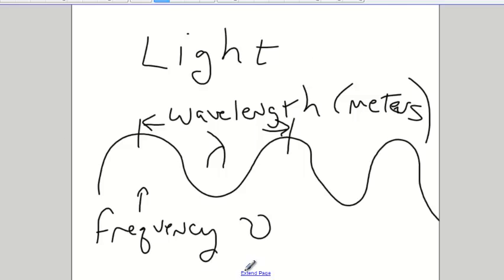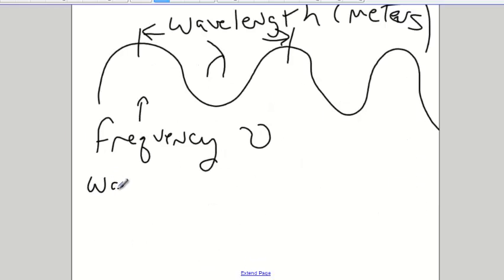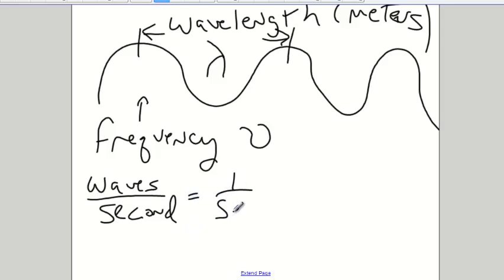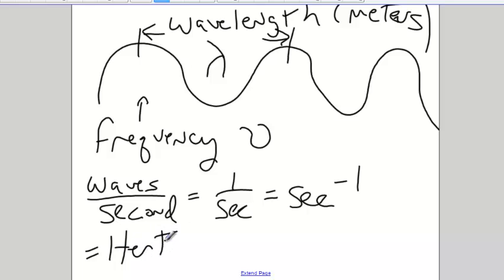The unit of frequency is, in fact, waves per second. Lots of times people don't bother to write waves, so they will just say 1/seconds, or they will say seconds to the -1, which is all the same thing. And there is a name for this unit, which is Hertz, H-E-R-T-Z, abbreviation Hz. All of these things are the same thing, and they are the unit of frequency.